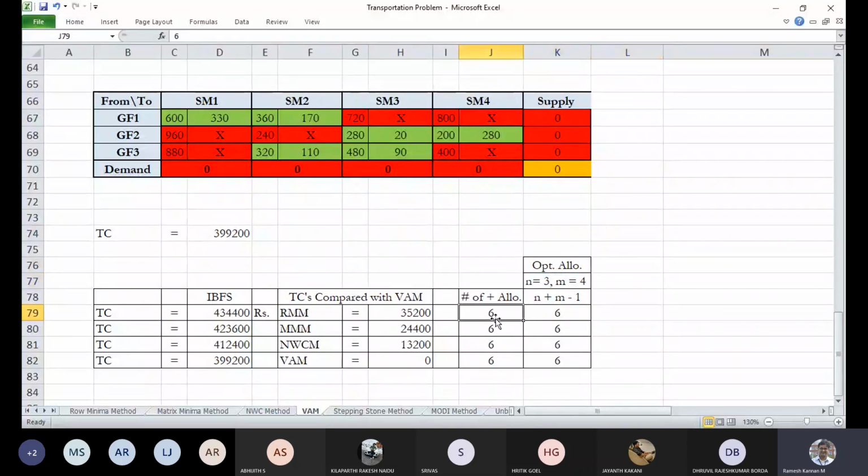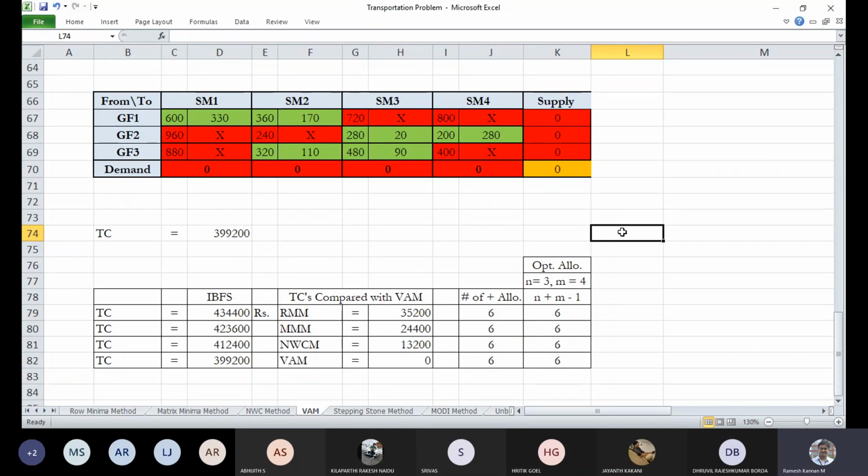Say, for example, if a method gives 5 allocations, then taking that method and putting it into the stepping stone method or MODI method may not be a wise idea. Since in this case all the methods yield exactly 6, which is the optimal allocation, we can really get into a proper optimal check. That's basically what we want to emphasize. So far we talked about the initial basic feasible solution.